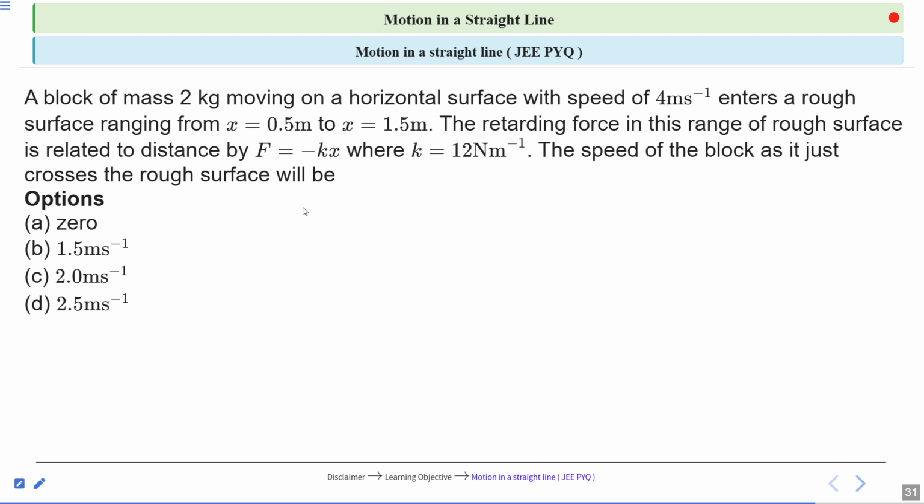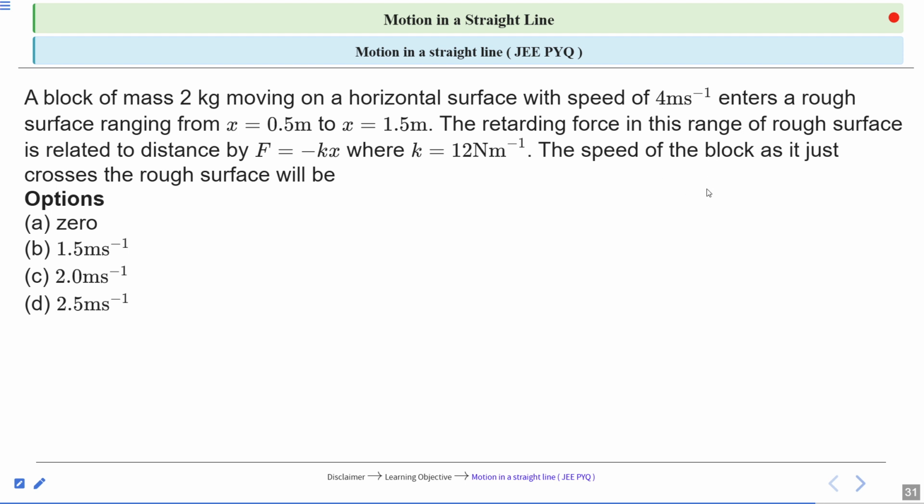A block of mass 2 kg moving on a horizontal surface with a speed of 4 meter per second enters a rough surface ranging from x is equal to 0.5 meter to x is equal to 1.5 meter. So this is the change in position, 0.5 meter to 1.5 meter. The retarding force in this range of rough surface is related to the distance by F is equal to minus kx. This is Hooke's law, where k is equal to 12 Newton per meter. The speed of the block as it just crosses the rough surface will be what?